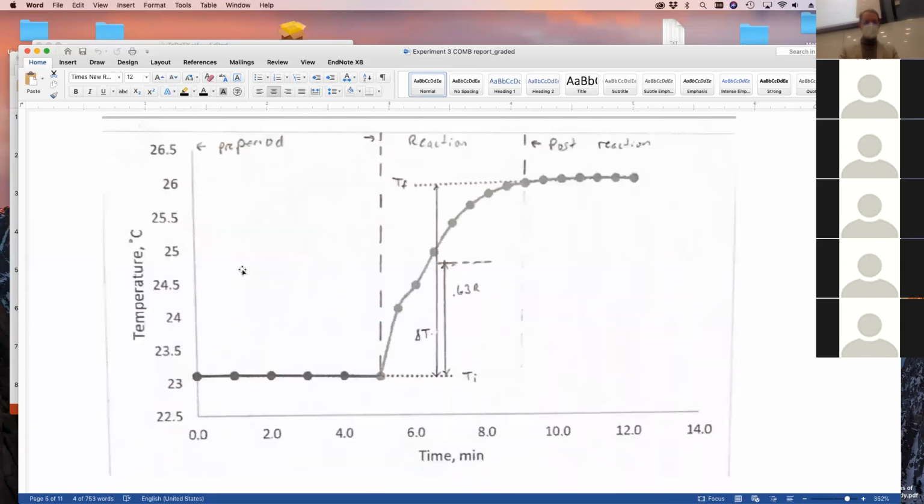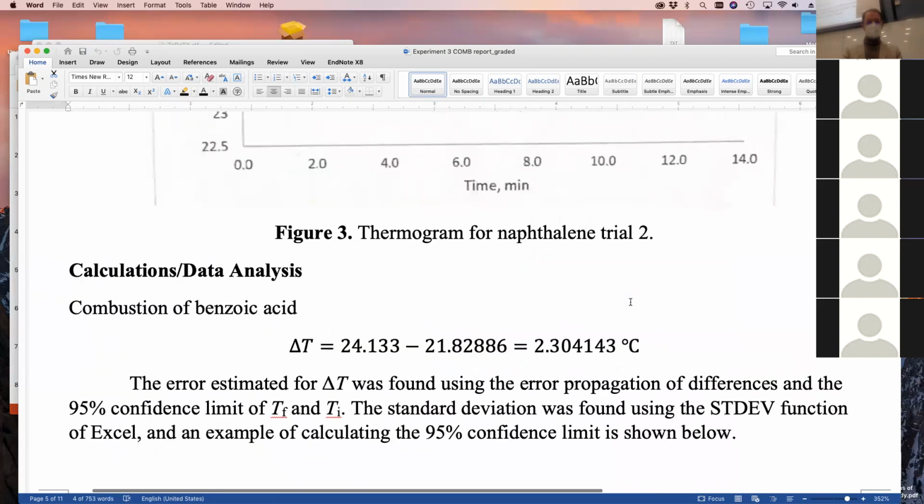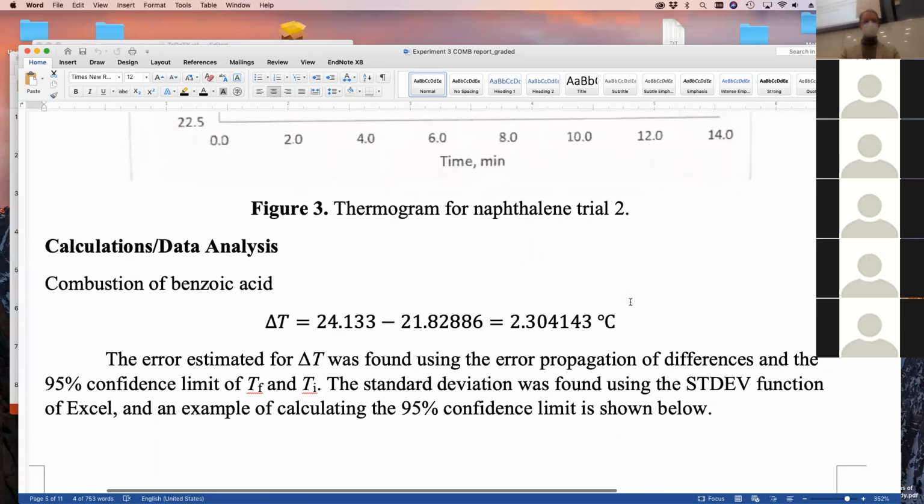Note that the axes are labeled appropriately, including units, so the time in minutes, temperature in degrees Celsius. Okay, so that's basically the data section.